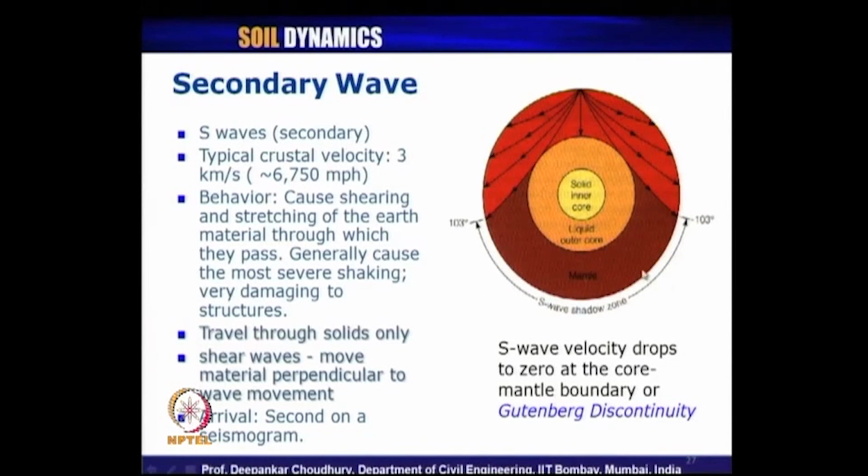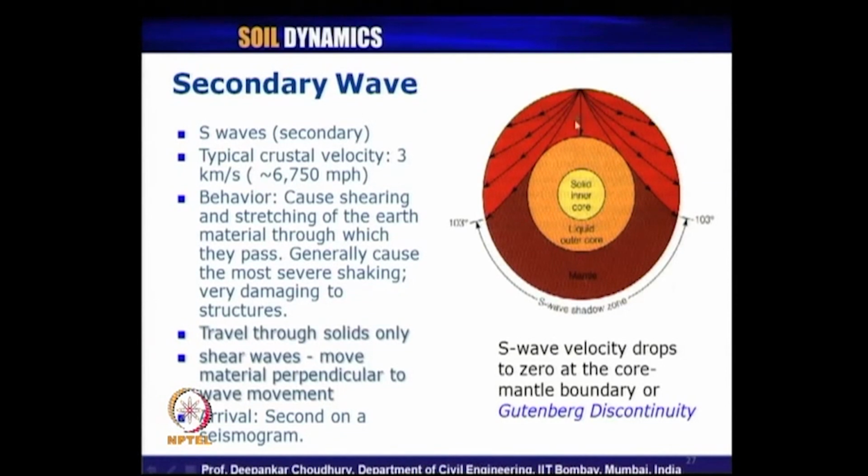But look at this zone, about 103 degrees from one side to the other side. In this zone, no shear wave arrives from the earthquake generated at this point. So it is called the S wave shadow zone. Shadow zone means no waves reach those places. If we have seismograms located in this part of the earth, they cannot record any S wave generated by the earthquake at this location.